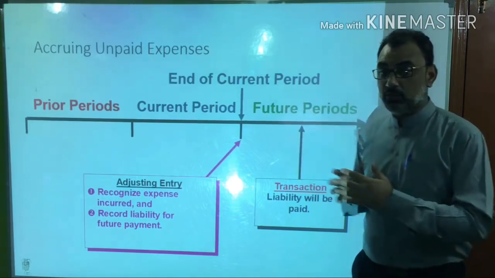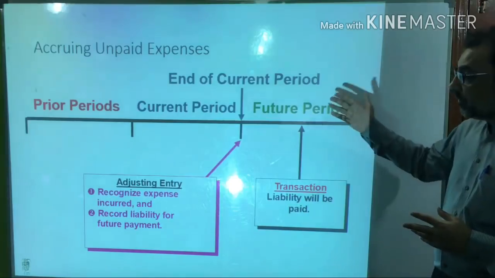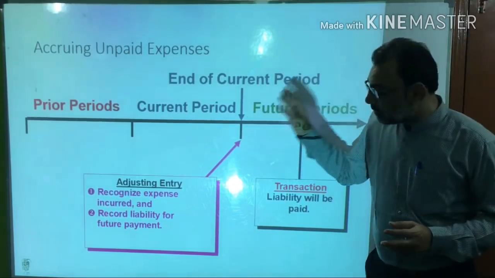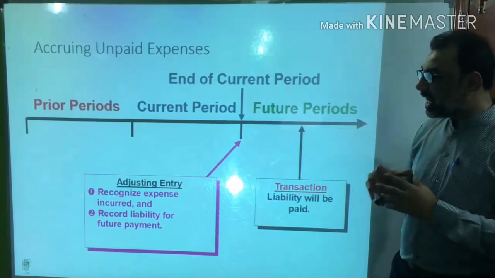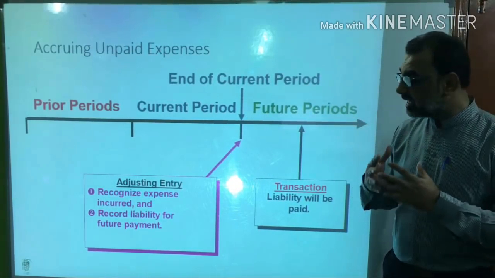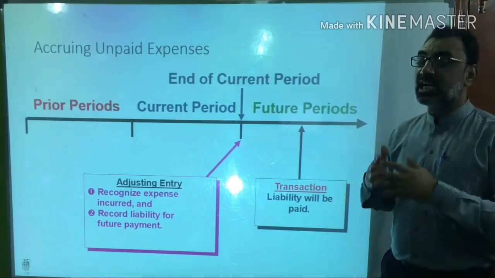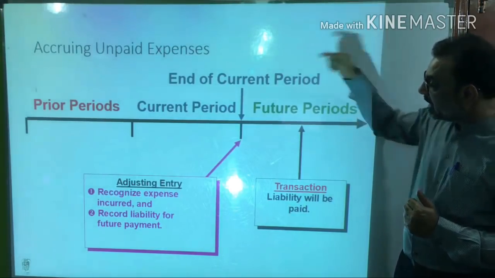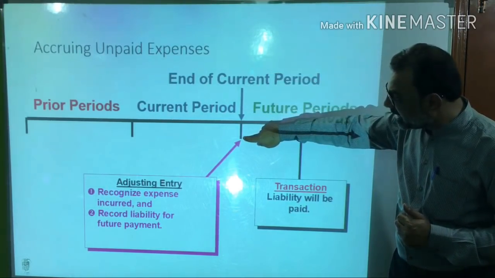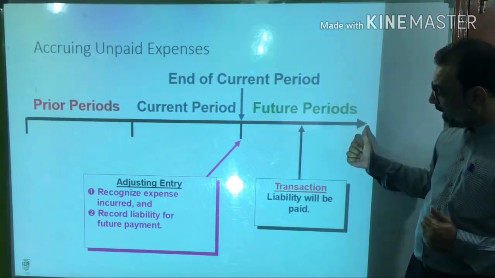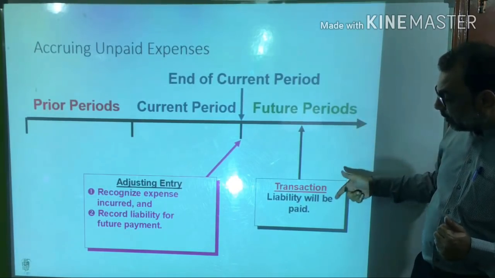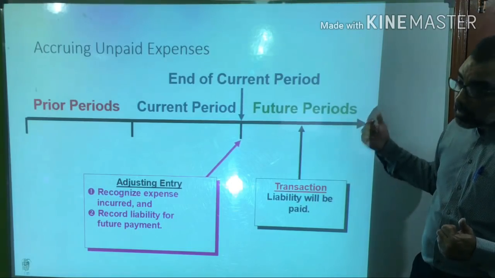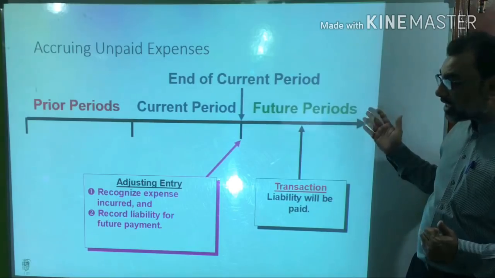And we shall now use the example of the firm, but first I need to discuss that the adjusting entry will be recorded to recognize the expense that is incurred in that specific period, but it is a liability because the amount has not been paid yet. But when the current period has ended, and in the future period the amount is paid off, so when the liability is paid off, you will record the entry that the liability is debited and the asset or cash is credited, right?